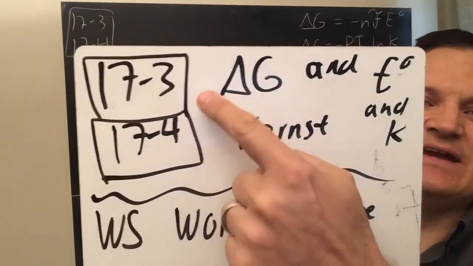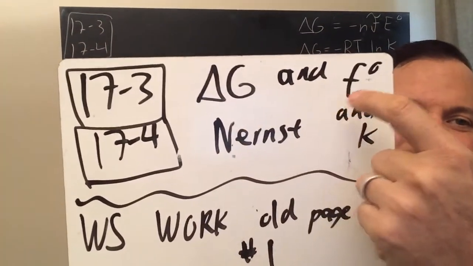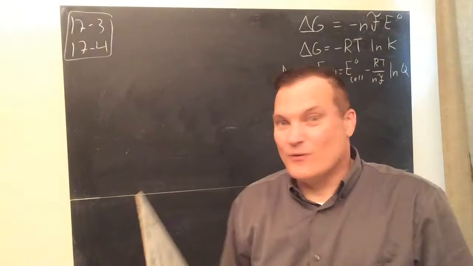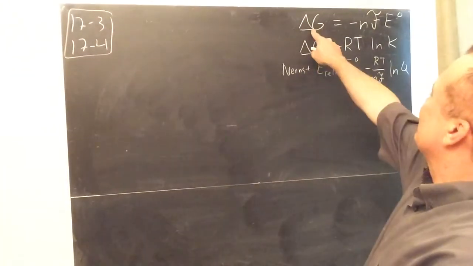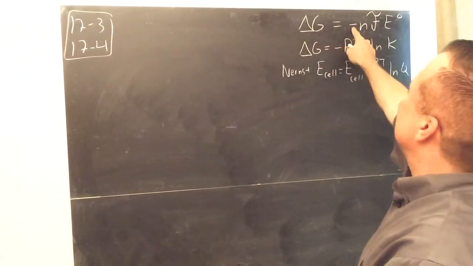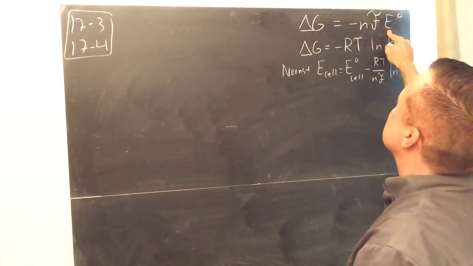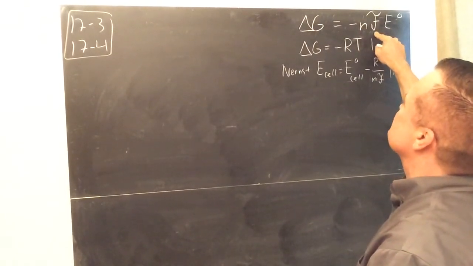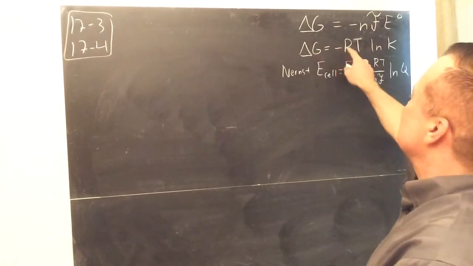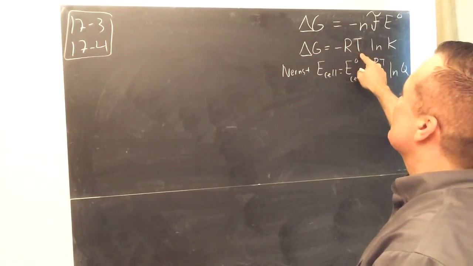All right, part 1, 17.3, 17.4, delta G, E, and K. What in the world? Thermo is coming back. Delta G is negative nFE. And look at that, that's the potential of the cell times a Faraday constant. Delta G is negative RT ln K. You've seen that one before.